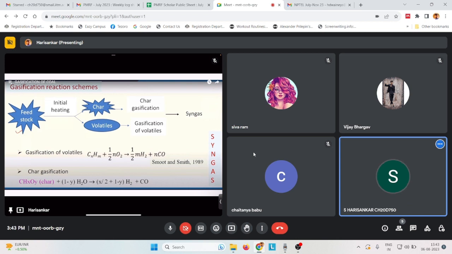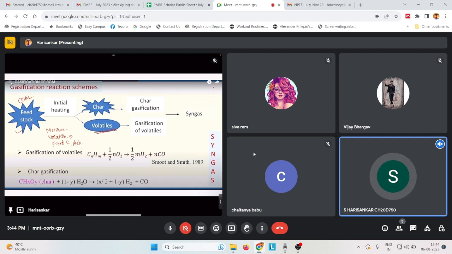So you also have a few gasification schemes to produce syngas. Your feedstock, which is basically coal, you can first heat initially, and when you heat it, you can separate out the volatiles. In the last class we learned about the proximate analysis of coal. In a typical coal we have moisture, which is basically water, then volatile components, which get volatilized when we heat our coal, and then fixed carbon and ash.